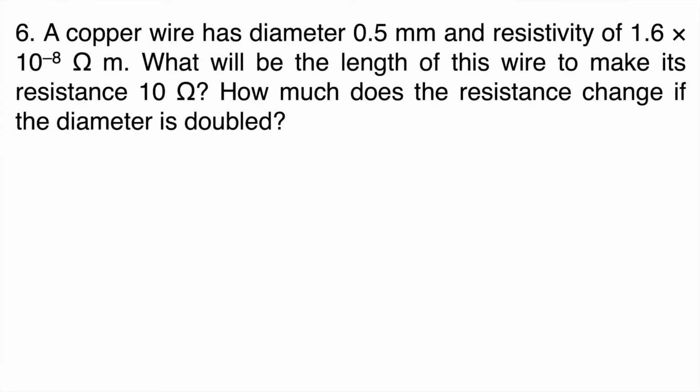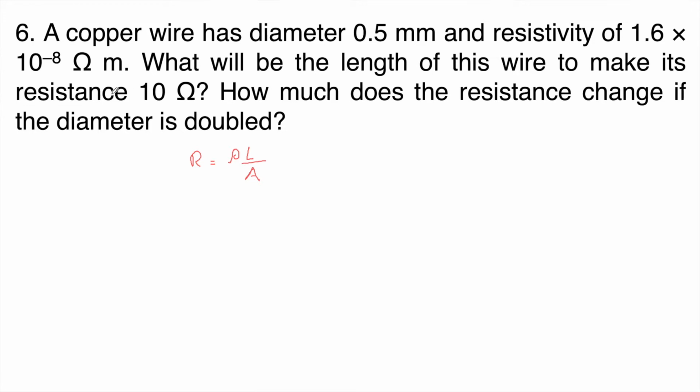Question number 6. A copper wire has diameter 0.5 mm and resistivity 1.6 into 10 raised to minus 8 ohm meter. What will be the length of this wire to make its resistance 10 ohm? How much does the resistance change if the diameter is doubled? So what is the formula we should use here? R is equal to rho into L by A.